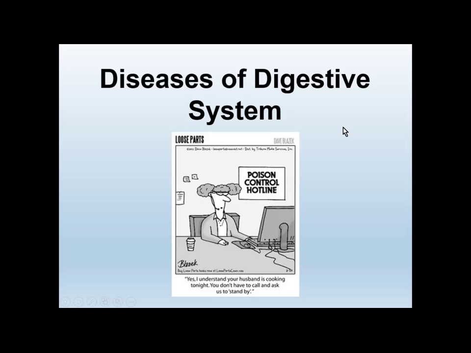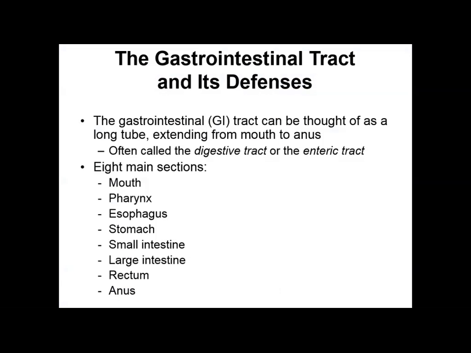Hi class, let's talk about the digestive system. Like the other body systems that we have covered, as we're going over this system, we're going to first focus on structures, then we'll focus on normal biota, and there's quite a bit of normal biota within our digestive system. And then we'll spend the majority of our time talking about diseases of our digestive system. So, let's get started with the structures.